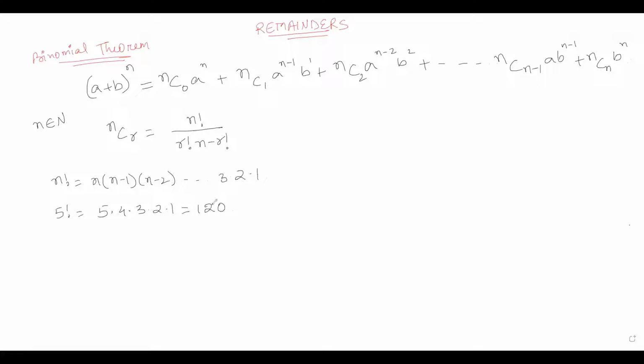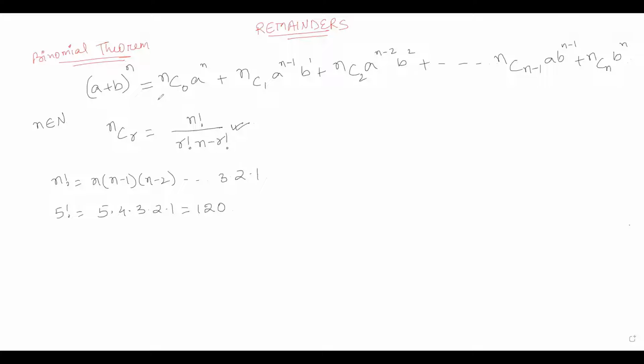For the time being, simply remember the definition of nCr, which is simply the number of ways of choosing r objects out of n distinct objects, and the mathematical formula of nCr is given by n factorial upon r factorial times (n minus r) factorial.